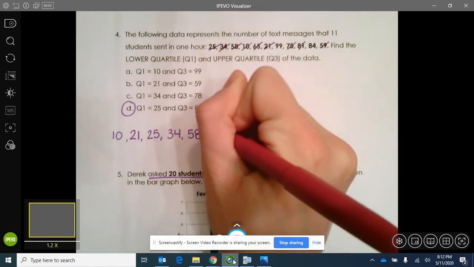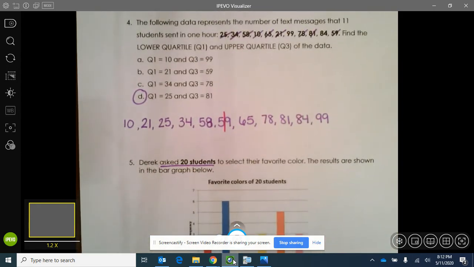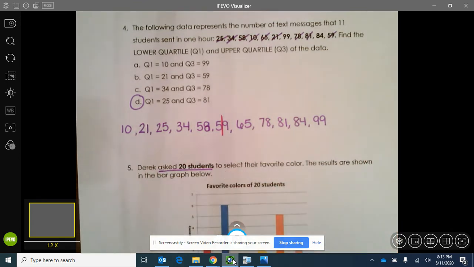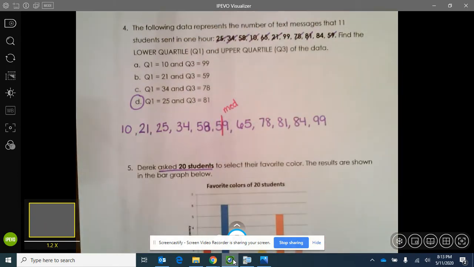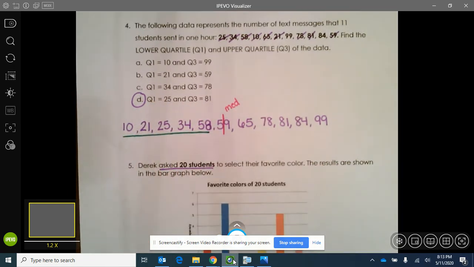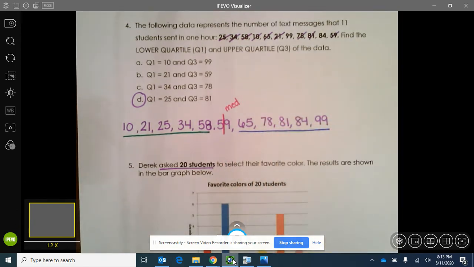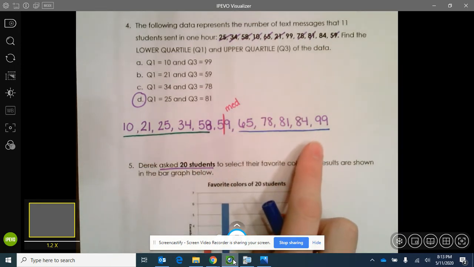Okay, and the reason why this is my median is because there are 5 numbers below it and 5 numbers above it. And of course, you can go back to the old school method of crossing off one number from the left and one from the right until you reach that center number. So your median here is 59. Now remember, your median divides your data into a lower half and an upper half of data. So because 59 is my median, it's not going to go with the lower half or the upper half. It's simply the median of my data.